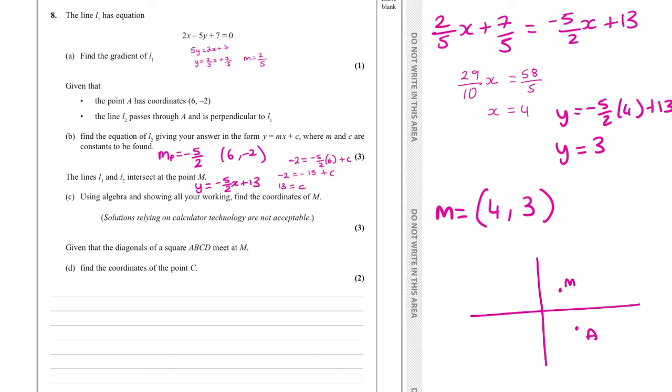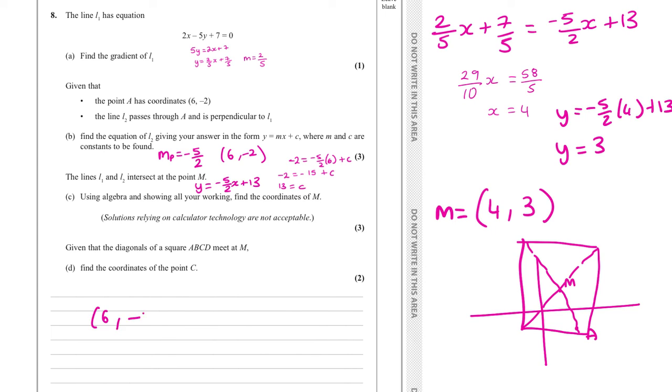They never told us about B or D, did they? No, they told us about A, but the diagonals of the square meet at M. So technically, that's like a square here, isn't it? Find the coordinates of the point C. So C is technically opposite A, isn't it? That means M is just the midpoint of A and C, surely. Surely it's not that easy.